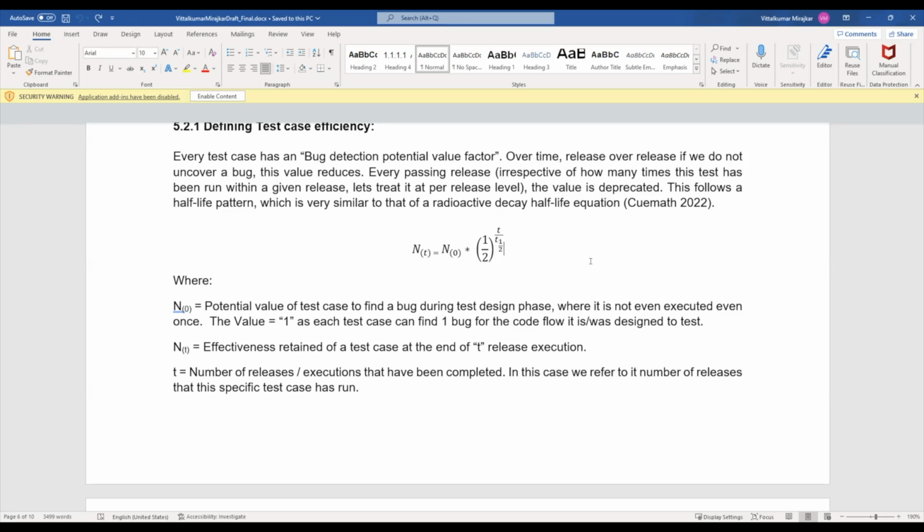T half is the time interval for which the test case effectiveness reduces by half its value. Now you could take it as a window of one release cycle, or you could take it as two release cycles. It is completely open to interpretation by whoever is implementing this model. I took the value of N0, the potential, to map one bug against one test case. So the starting point for me for the potential of every test case is 1.